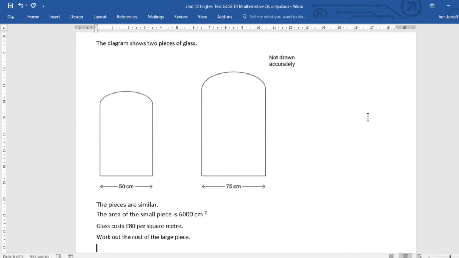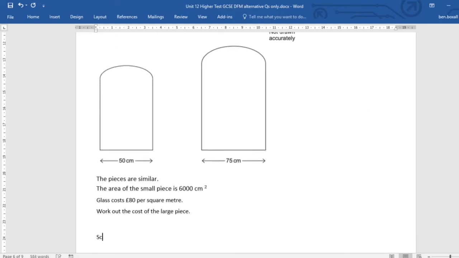So here's another question. The diagram shows two pieces of glass. They're obviously for church windows or something, looking at that shape. The pieces are similar. The area of the small piece is 6,000 centimeters squared. Glass costs £80 per square meter. Work out the cost of the large piece. So if it's 80 quid a square meter, we're going to need the area of the large piece. Okay, so this is going to be about area scale factor.